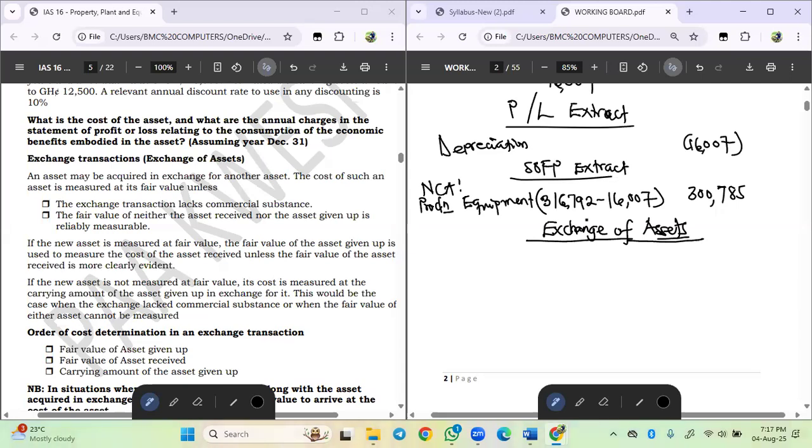How do we measure that particular asset? We are saying that the cost of such an asset is measured at its fair value.